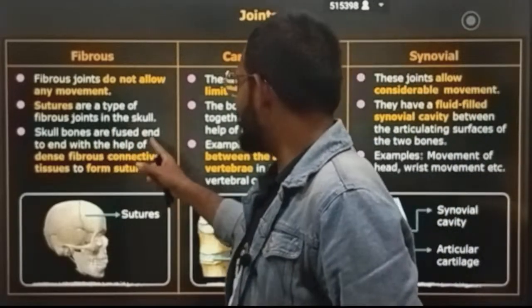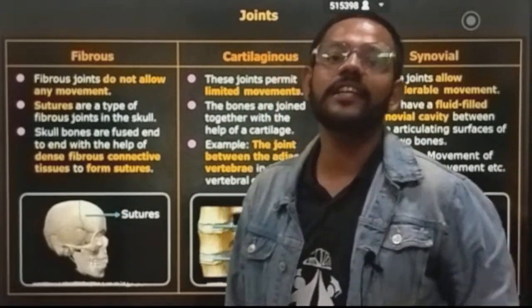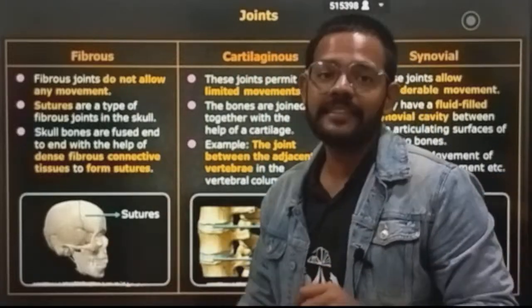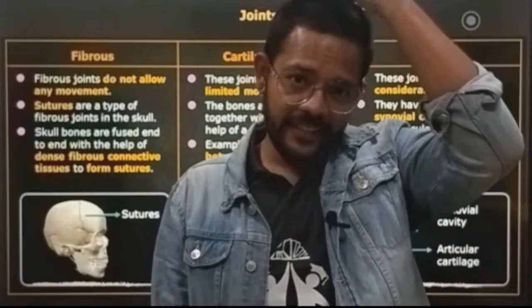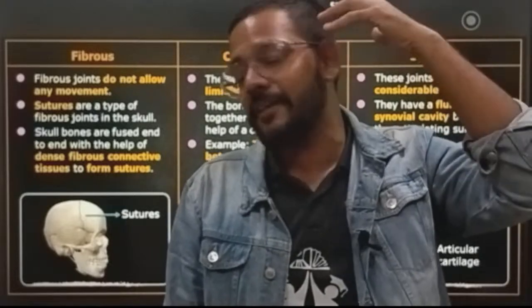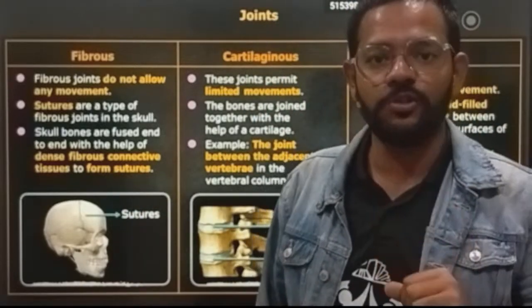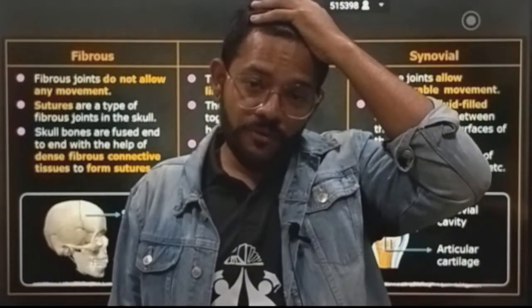Skull bones are fused end to end with the help of dense fibrous connective tissue to form a suture. The sutures present in your skull, which attach the different bones of your cranium, are made up of dense fibrous connective tissue. That's why your skull does not have that type of mobility.